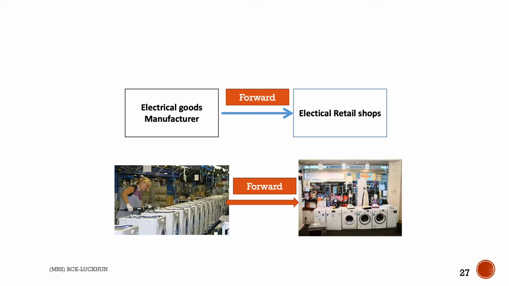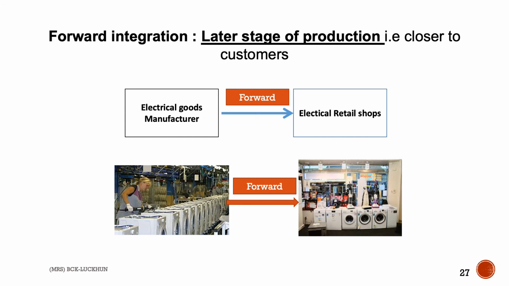So now we move on with forward integration. That is when a business merges or takes over another business which is at a later stage of production, that is going closer to the customers. For example, you can see an electrical goods manufacturer takes over or merges with an electrical retail shop. So this is forward vertical integration.